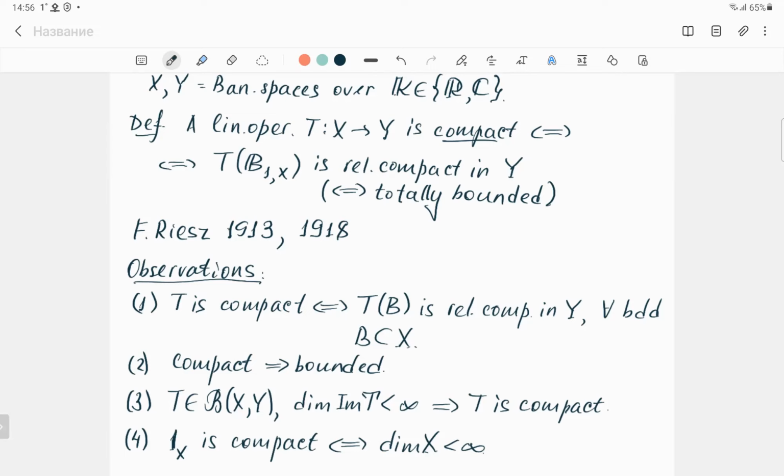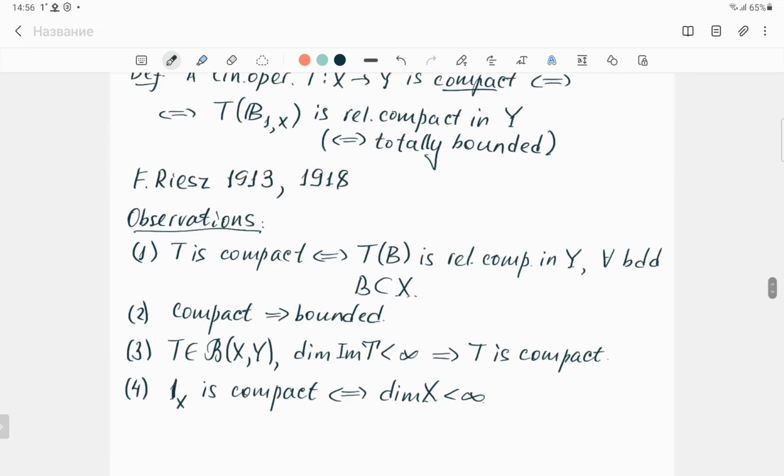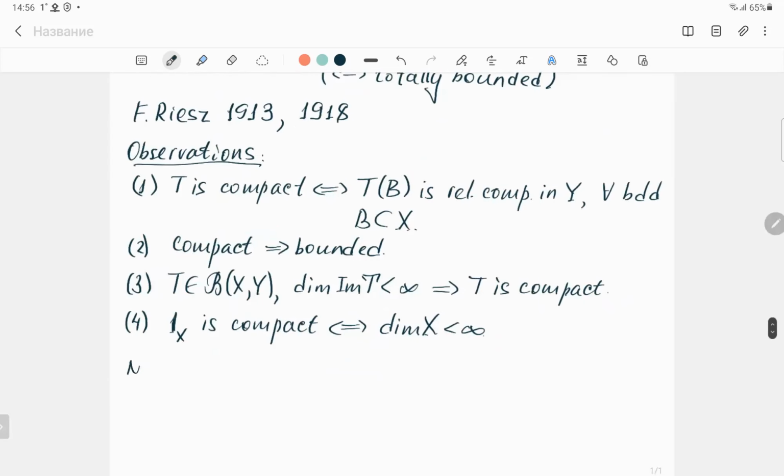Okay, let's introduce some notation. The set of all compact operators from X to Y will be denoted by K of X, Y.